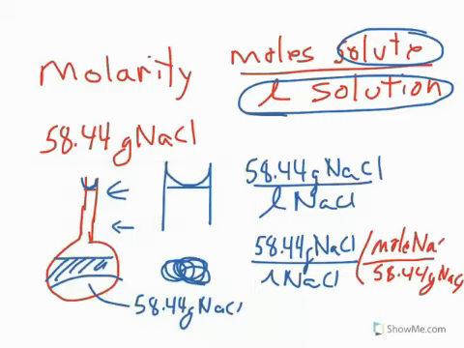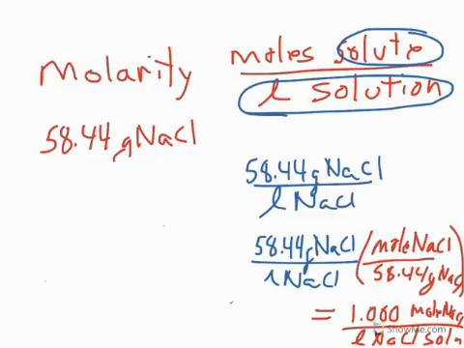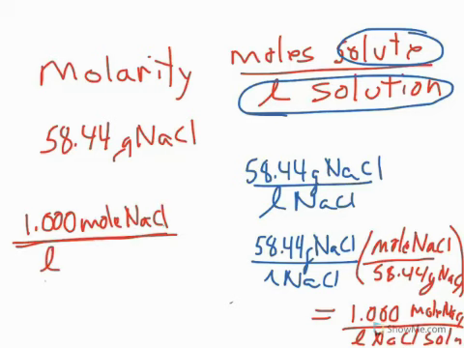I didn't show that calculation. You can prove it to yourself. And that gives me exactly 1.000 moles of sodium chloride per liter of sodium chloride solution. Let me do a little bit of erasing. So another way of writing this is 1.000 moles of sodium chloride per liter of NaCl aqueous.